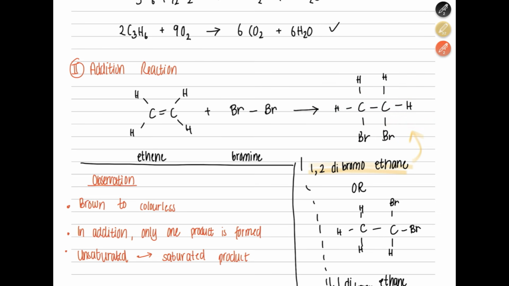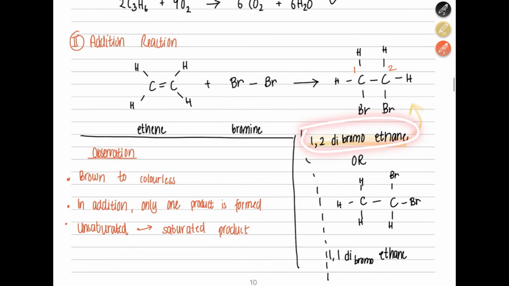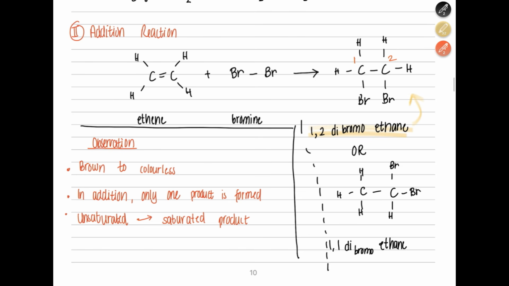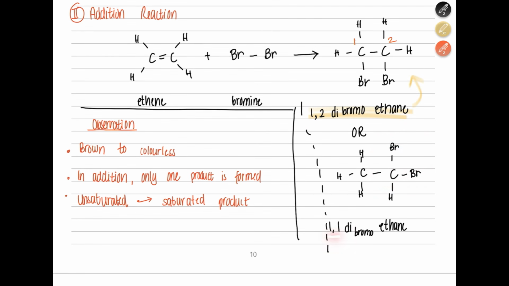So it's called dibromo. The first bromine is on the first carbon, and the second bromine is on the second carbon. That's why it's called 1,2-dibromoethane. You can also attach it like this. Then that would be 1,1-dibromoethane, because both of the bromines are on the first carbon.